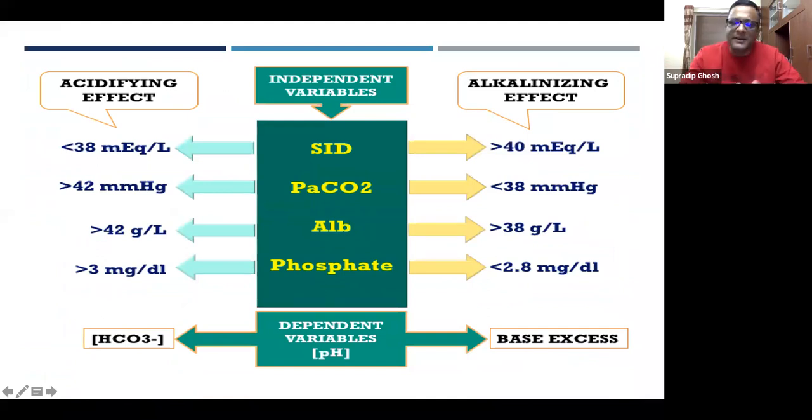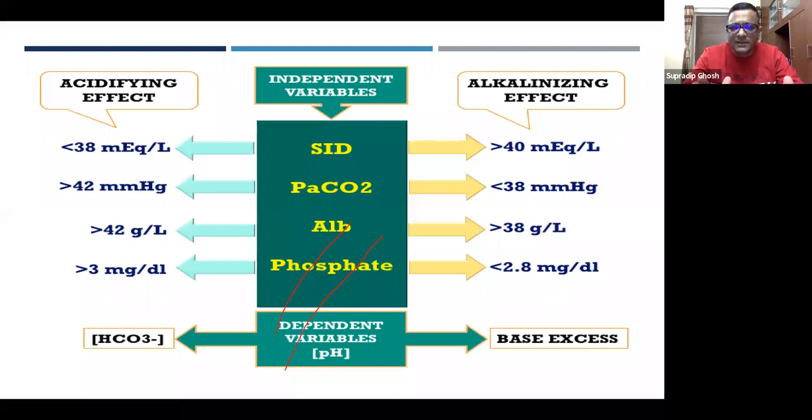Now let's make it more simplified. Simplistically speaking, let's try to remember that there are only four independent variables which determine metabolic acidosis and metabolic alkalosis. These are SID, PaCO2, albumin, and phosphate. If the SID increases, this produces alkalosis. If the PaCO2 decreases, it produces alkalosis. If the albuminate decreases, it produces metabolic alkalosis. If the phosphate decreases, it produces metabolic alkalosis.